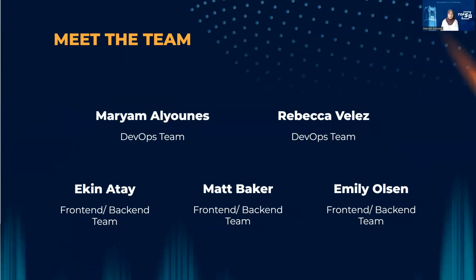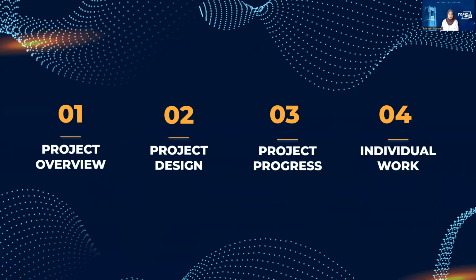Meet our team. There are two teams: the DevOps team, which consists of Rebecca and I, and the front end and back end team, which consists of Ekin Eteng, Matt Baker, and Emily Olson. In this presentation, we will be discussing the project overview, the project design, the project's progress, and the individual work.